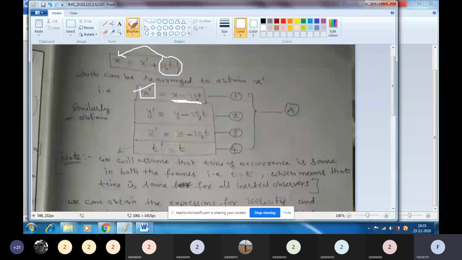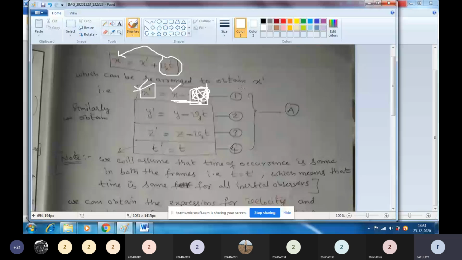Now what is this equation? It is a relation between x prime and x. Why are you getting this? Because the frame has moved. If the second frame has not moved any distance, and both frames are at the same starting position, then this term will be 0 and will not be there. Then you will get only x prime equals x.